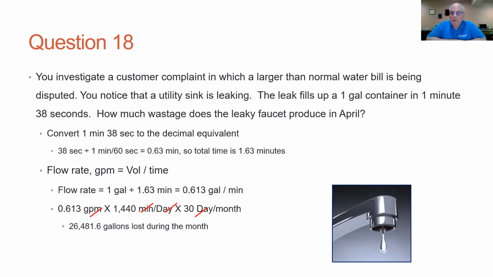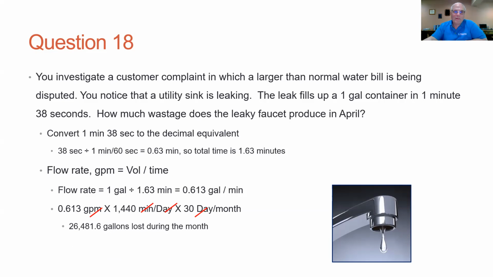Now that should make an impression on the customer rather than just telling them, oh, you've got a drip of 1 gallon. You know, taking you a minute to fill up a jug of 1 gallon. That doesn't really make much of an impression, but 26,481 gallons in a month does. And that will tell them that's why their water bill is so big.